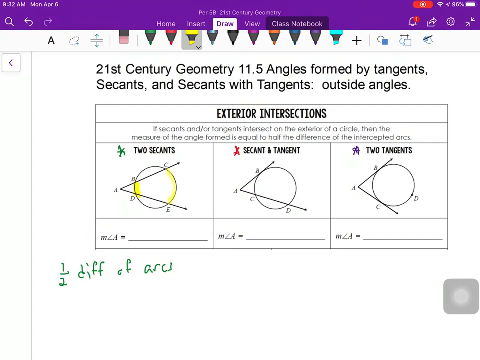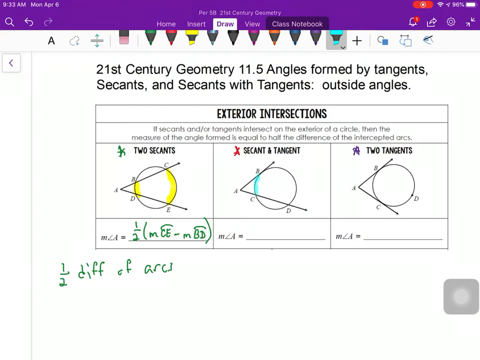So for example here, if I'm looking for the measure of angle A, the two arcs associated with angle A would be this one and this one. So the measure of angle A will be half, and you have to take the larger arc first, so the measure of arc CE, and then subtract the measure of arc BD. So difference means we subtract.